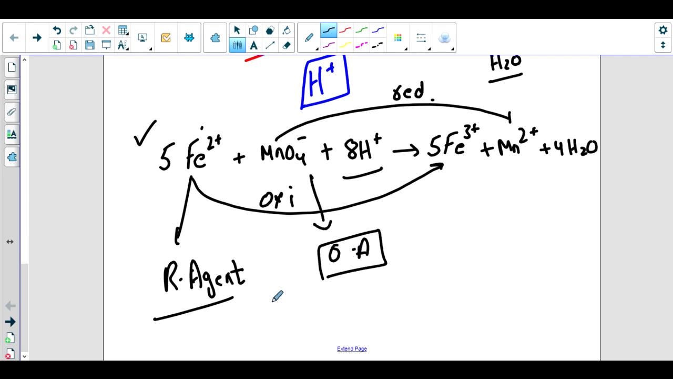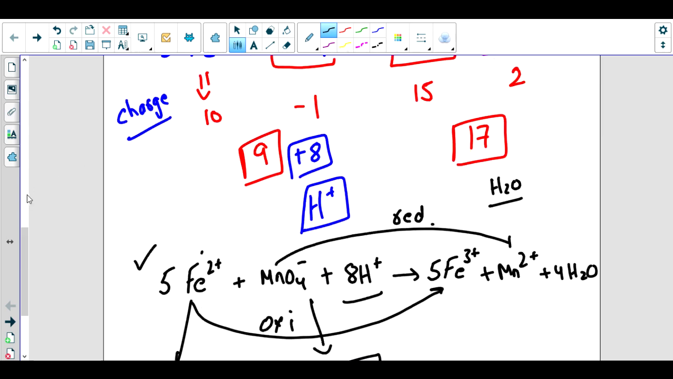If you get confused, you can also pick it like this: the thing which is oxidized will be your reducing agent, and the thing which is reduced will be your oxidizing agent. That is how you can balance redox equations.